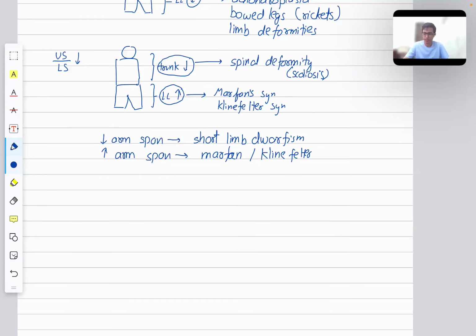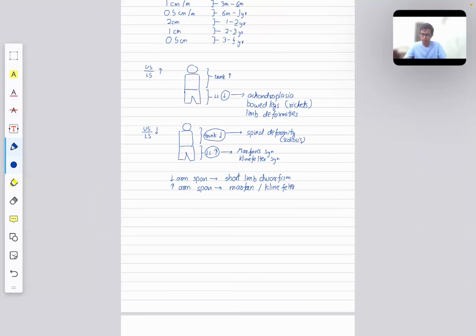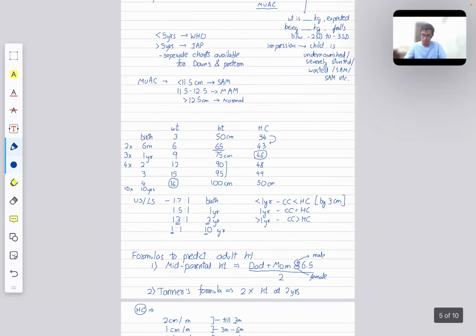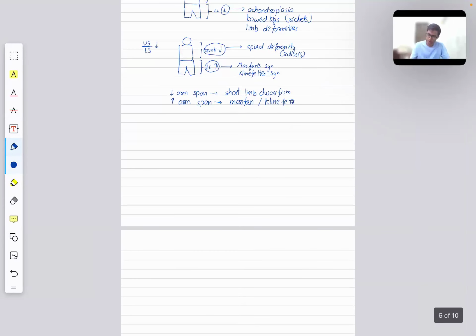Okay, I think we have covered everything that is required for anthropometry. So next comes head to toe examination.